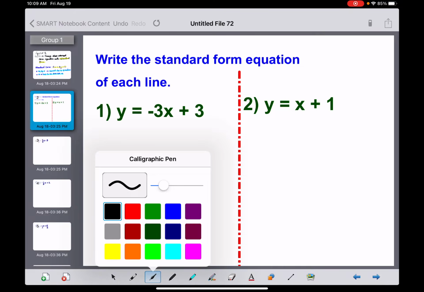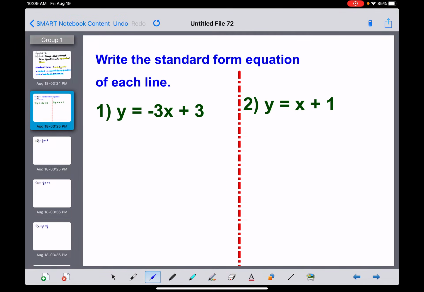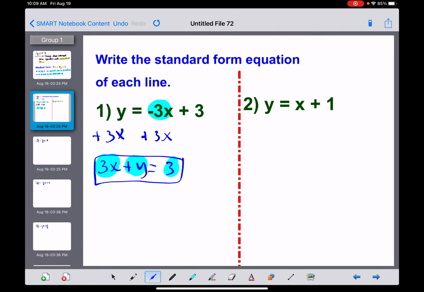If you look at number 1, it's not in standard form because the x is on the right hand side. We need to move it to the left hand side, so we're going to add 3x to both sides. You get 3x plus y equals 3. Let's double check to see if it's in standard form. ax plus by is on the left hand side, equals 3. A, B, and C are not fractions, and A is positive, so this is your answer.